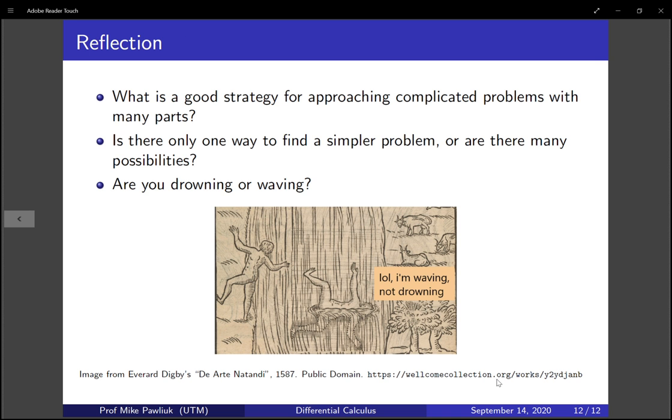So let's end with a reflection. What is a good strategy for approaching complicated problems with many parts? Is there only one way to find a simpler problem, or are there many possibilities? Are you drowning, or are you waving?